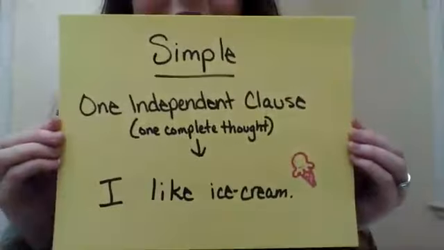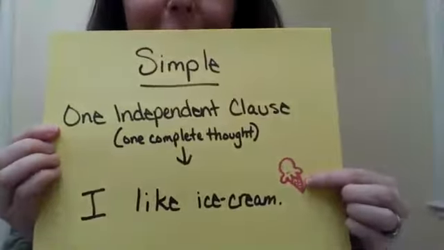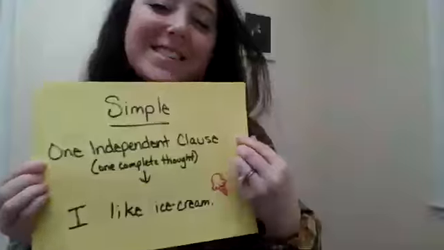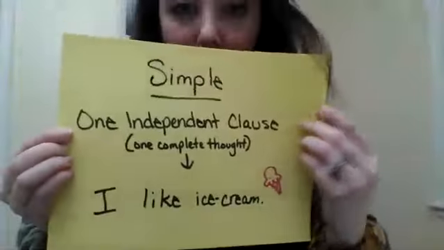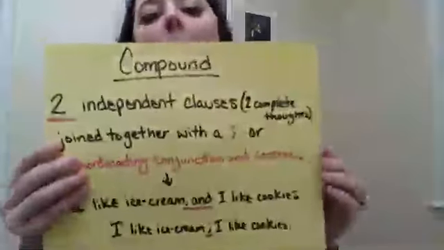So, I like ice cream. Do you like my little doodle? Thanks. I like ice cream. That is a simple sentence, okay? One complete thought. We also have something called compound sentences.